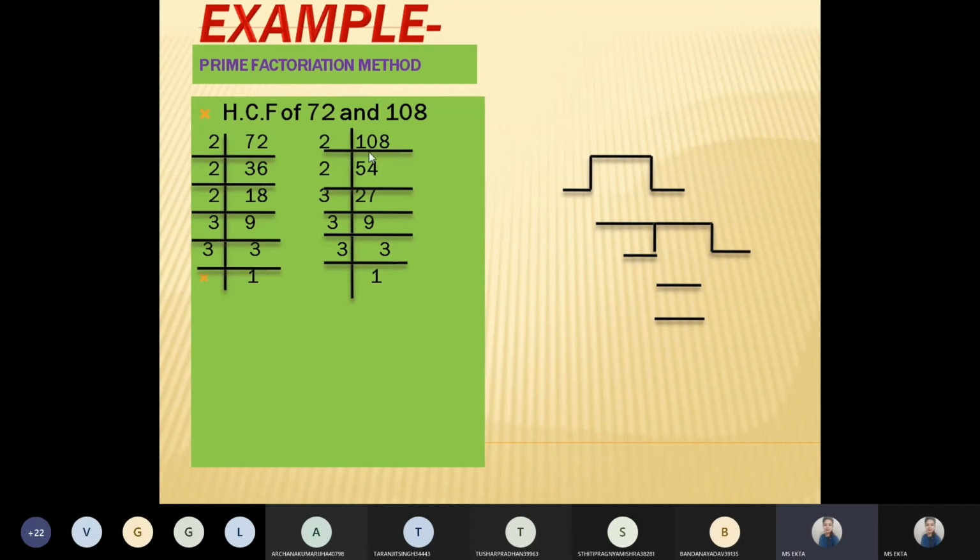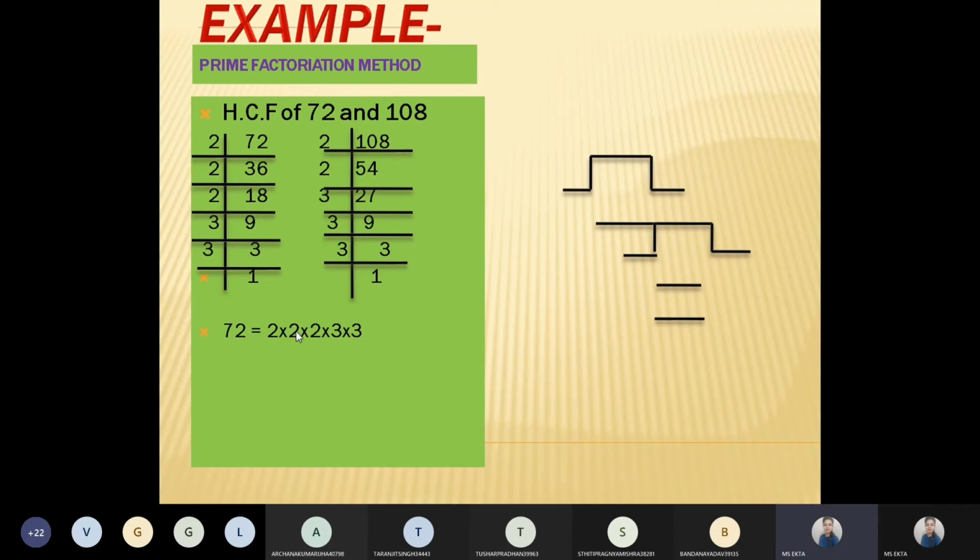Similarly, on this side, we have 108. We will start with 2. It goes on 2's table. 2 54s are 108. We got 54, which is again divisible by 2. So 2 27s are 54. Then 27 we will check. It is going on 3's table. 3 9s are 27. Then 9, 3 3s are 9. Then 3 1s are 3. This is the prime factorization of 108.